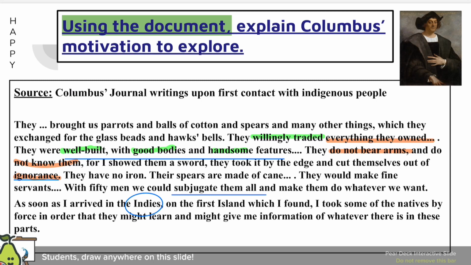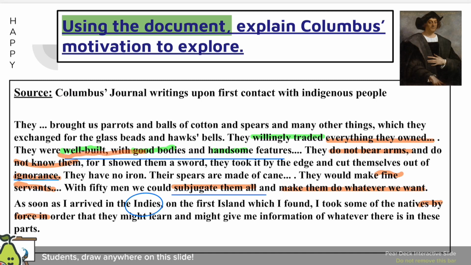They cut themselves out of ignorance. They're spears of Cain and therefore inferior. They would make fine servants. So already looking at them as servants or as subservient to the Europeans. That's not very respectful. We can subjugate them. Planning to conquer people, not very respectful. Make them do whatever we want, same thing. Took them by force in order to get information from them. Lots of diction that indicates disrespect.